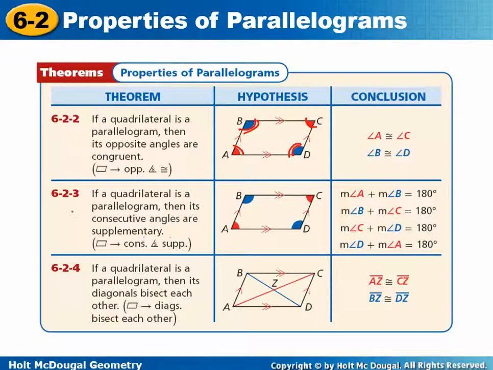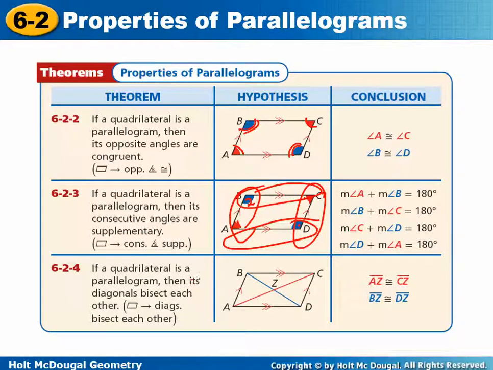In Theorem 6-2-3, it says if a quadrilateral is a parallelogram, then its consecutive angles are supplementary. So if we call this angle 1 and this angle 2, angle 1 plus angle 2 is equal to 180. So the measure of angle A plus the measure of angle B is 180. The measure of angle B plus the measure of angle C is 180. The measure of angle C plus the measure of angle D is 180. And the measure of angle D plus the measure of angle A is also equal to 180. So these two add up to 180, these two add up to 180, these two add up to 180, and these two add up to 180.